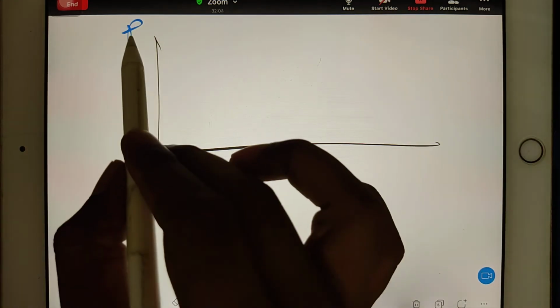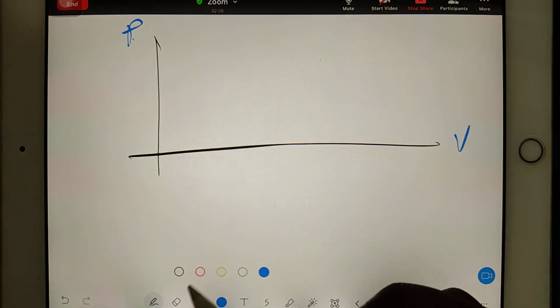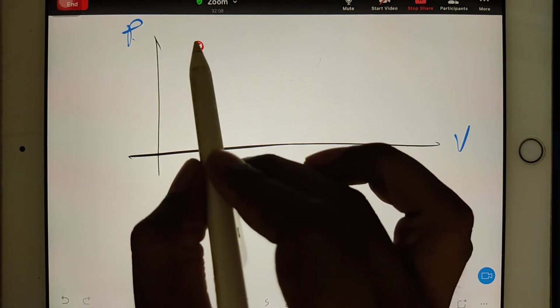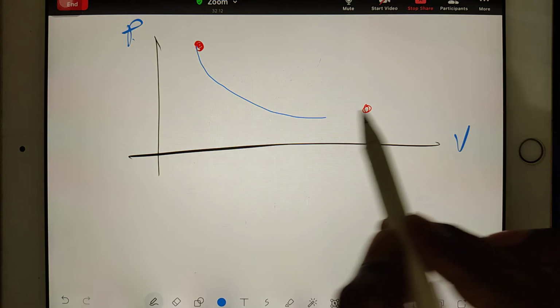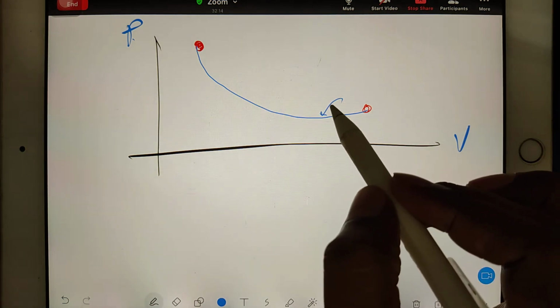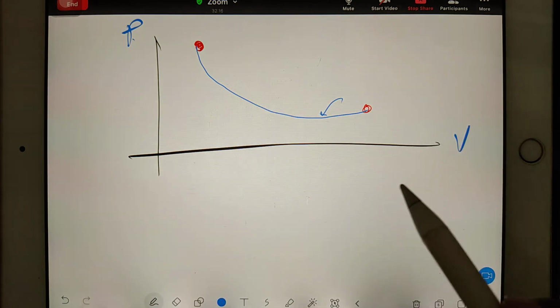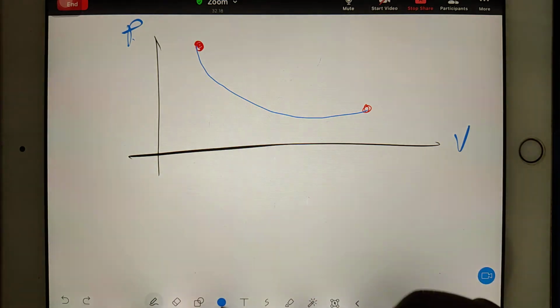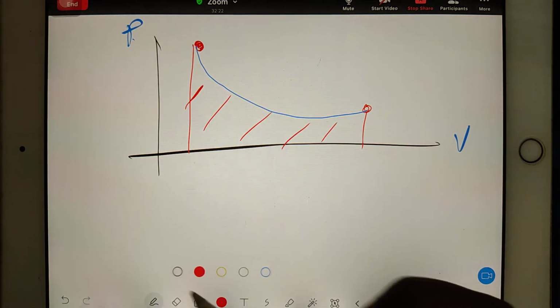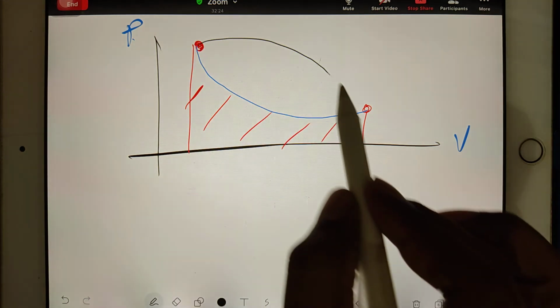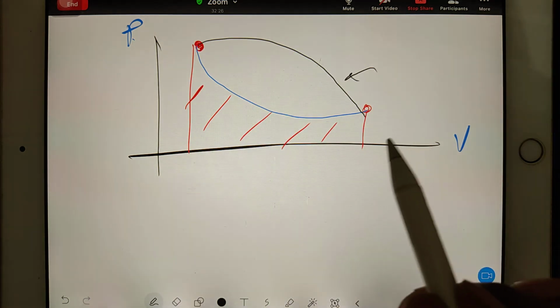Suppose this is your pressure and volume diagram. If you are reaching from this point to this point, you are using this path. So this path is actually a process. Actually, path, process, properties I will take in upcoming lectures. If you are using this path, then the area under this path gives you work. But imagine if you are following this path. So this is actually a different type of process.